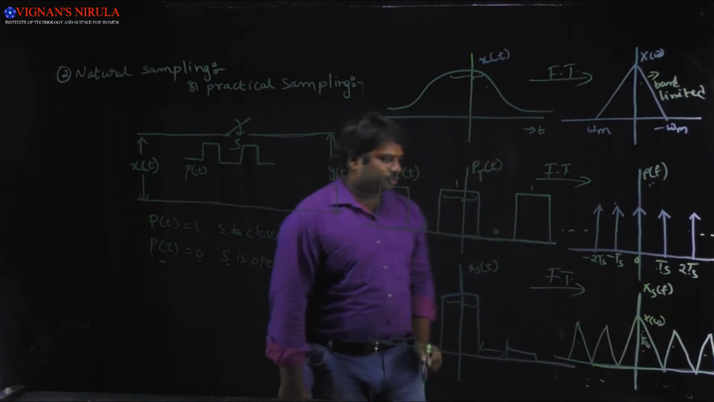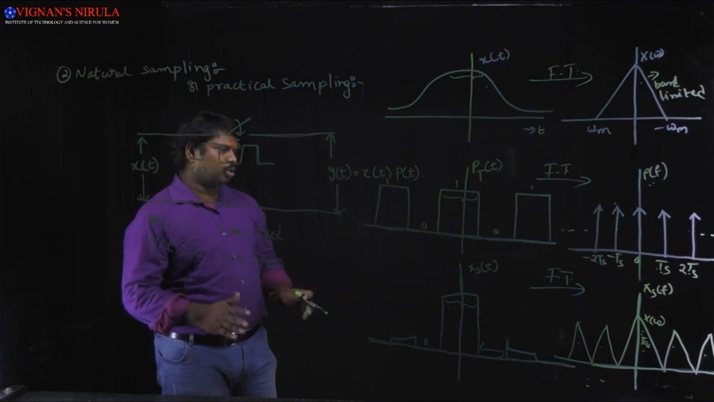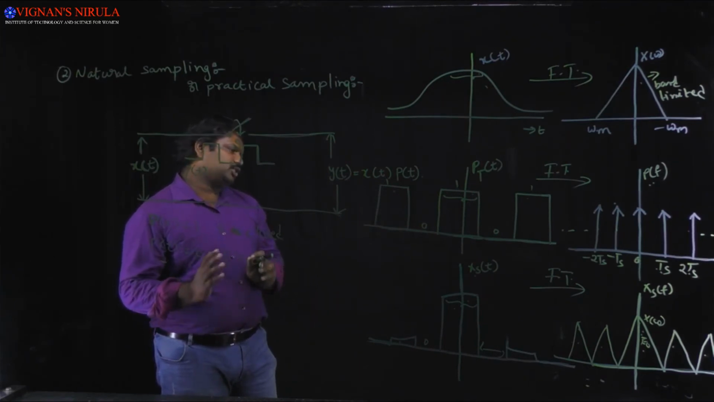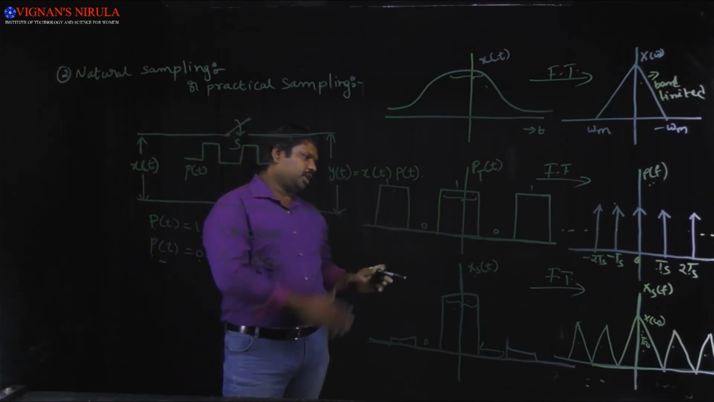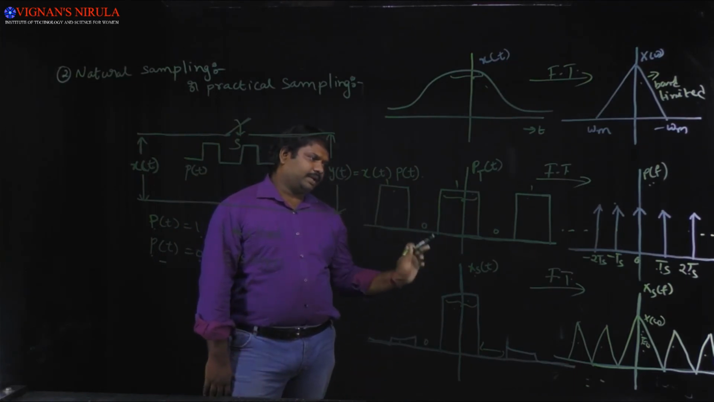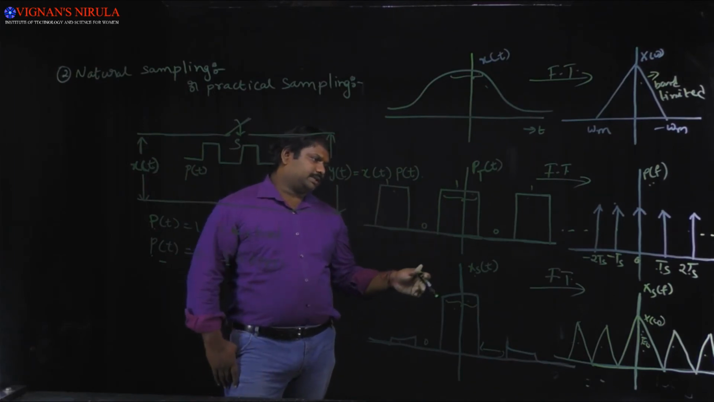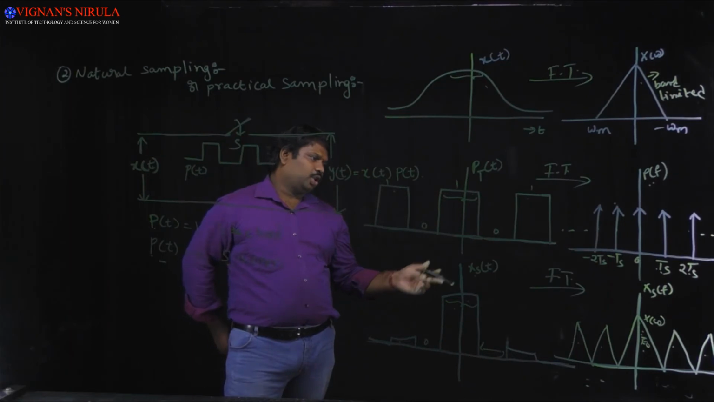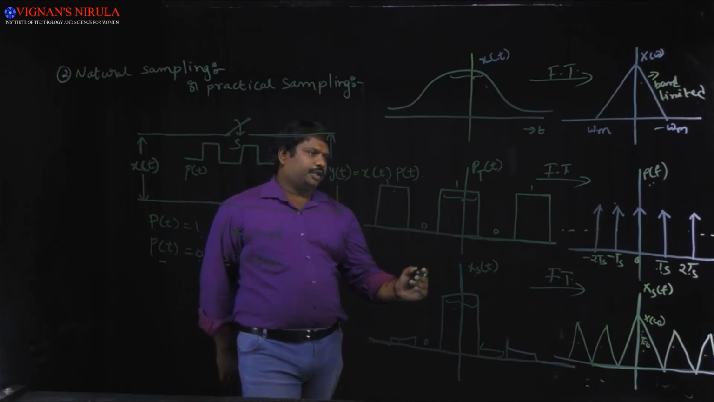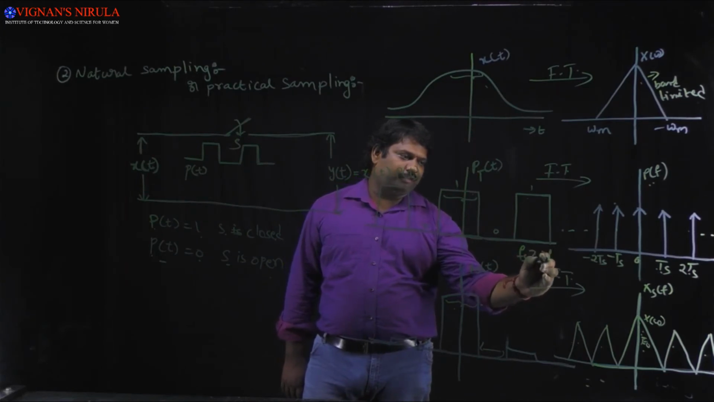According to the spectrum positions, that is, whether the spectrums are non-overlapping, overlapping, or touching each other, the sampling is characterized into three types: undersampling, oversampling and critical sampling. In the case of undersampling, aliasing occurs. To avoid that aliasing, the sampling frequency Fs should be greater than or equal to 2Fm.